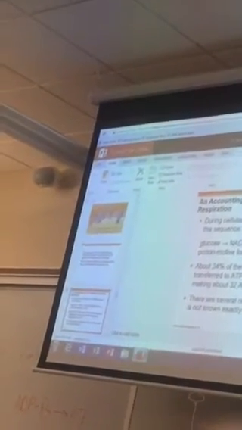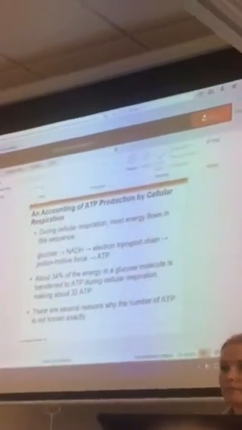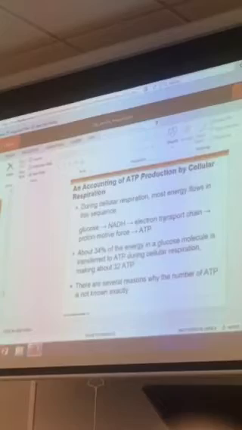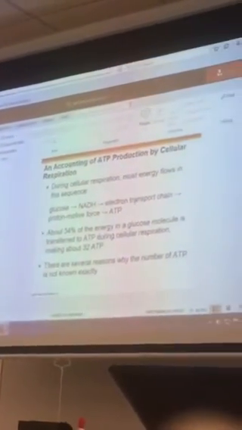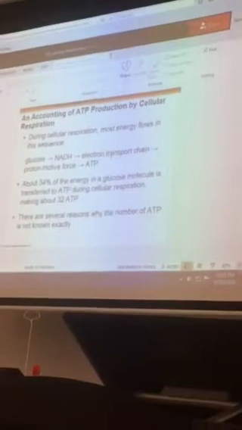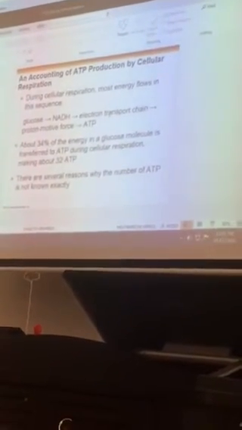Yes? With that protein that attaches and turns it, is there a special name for that specific protein? It's called ATP synthase. Okay. And so just know ATP synthase and know the different parts. There's a stator, a rotor, a rod, and a catalytic knob. So there are 4 different components to it.